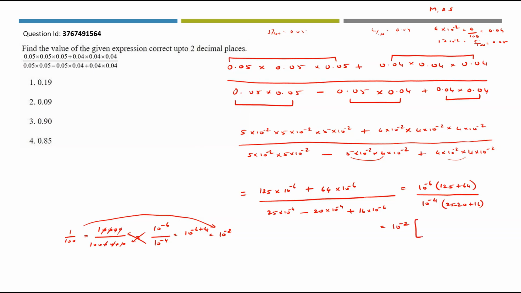Then what is the computation giving here? 125 plus 64 will give you 189, divided by what is 25 minus 20? It is 5. What is 5 plus 16? It is 21. So let's go for a division. 21 into 9. 1 9 is 9, 2 9s are 18. So it is completely divisible. 189 divided by 21 will have 9 here. What is 9 into 10 to the power minus 2? This will be 0.09. This will be the ultimate answer. So option number 2 will be the right answer.